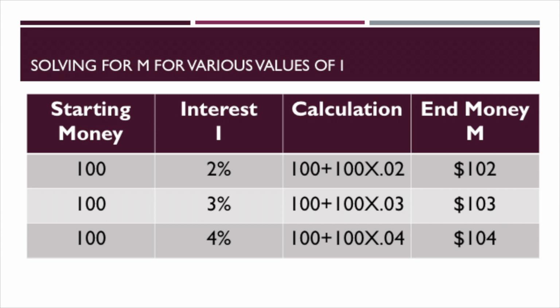So we can use this concept of independent versus dependent variables to do different calculations. And if you look on the screen, you'll see here we say, what if the interest rate is 2%? I is 2%. M is 100 plus 100 times 0.02, or 102. But what if we change the value of the interest rate, I, from 2% to 3%? Well, then it's 100 plus 100 times 0.03, or 103. Or what if it's 4%? In this case, it's 100 plus 100 times 0.04, or $104. So here you see how changing our independent variable, the letter I, affects our dependent variable, the letter M.